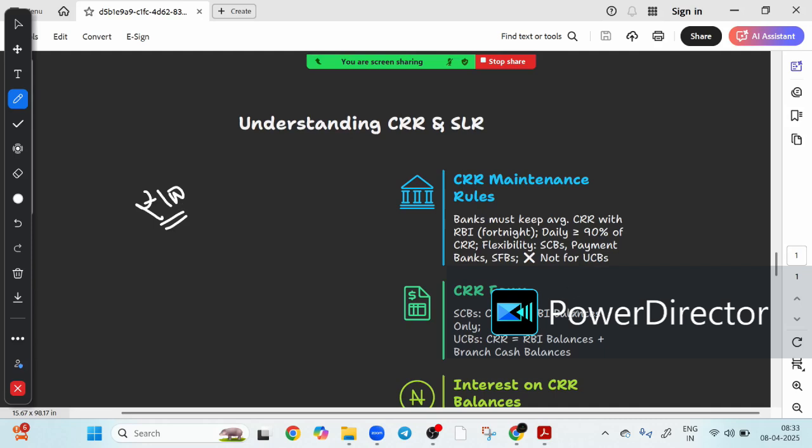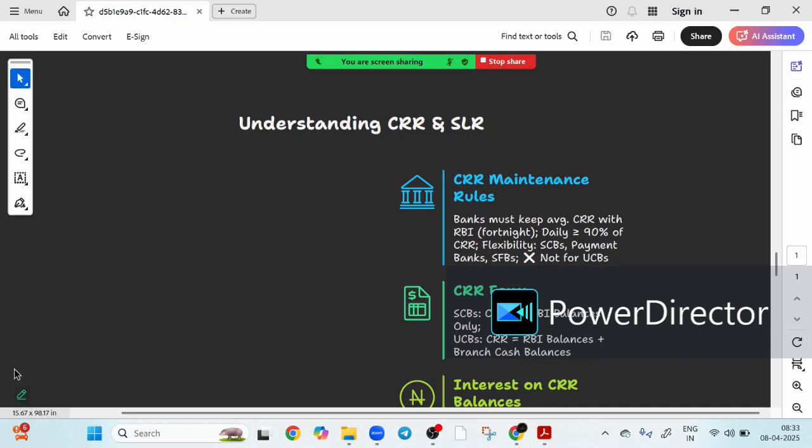If you look at the CRR form, there are two main ways to maintain CRR, and this is a very, very important thing. That is for payment banks and SFBs, it is not for UCBs. So for UCBs, urban cooperative banks, this maintenance is not much required. You should keep this in your mind. And for payment banks and SFBs, it is mandatory.